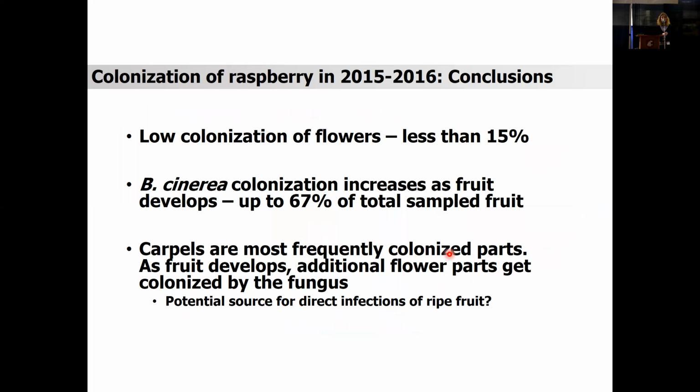So as a result of this project that we did over 2 seasons, the main conclusions were, first of all, limited colonization of flowers. The colonization by Botrytis increased when fruit started developing and maturing. And also, carpels were the most frequently colonized parts, but when fruit starts developing and maturing, other parts get colonized by the fungus. And the question is, what is the role of these other parts in the infection of fruit?